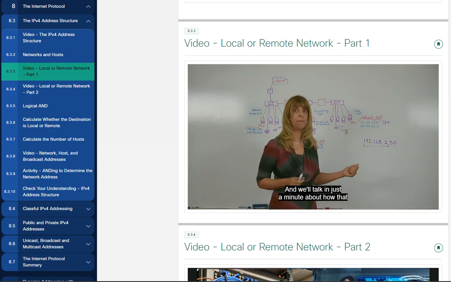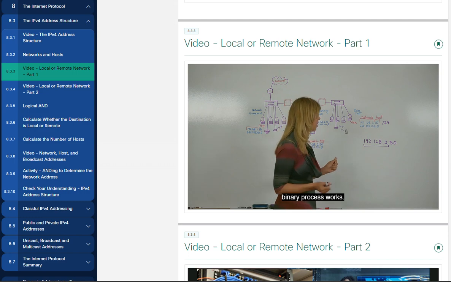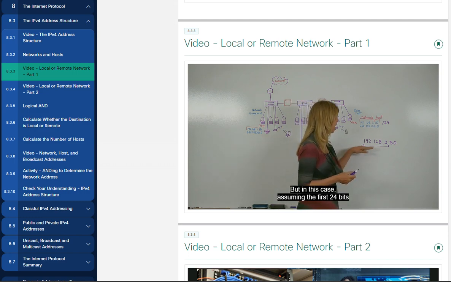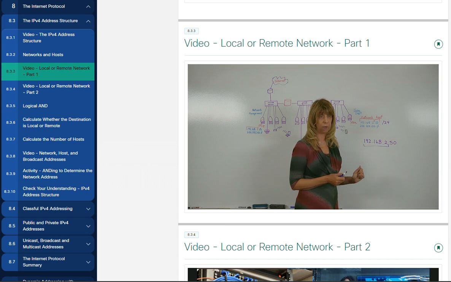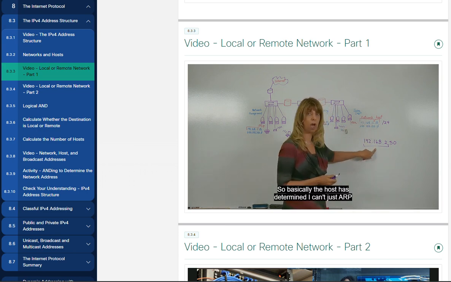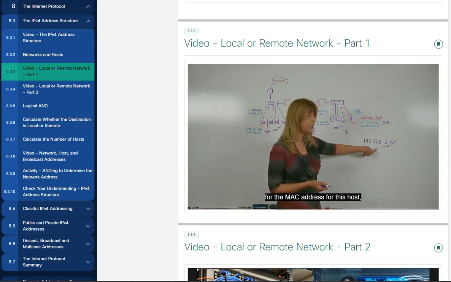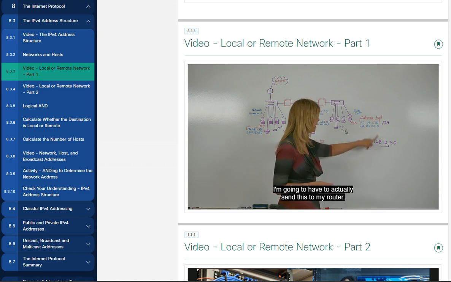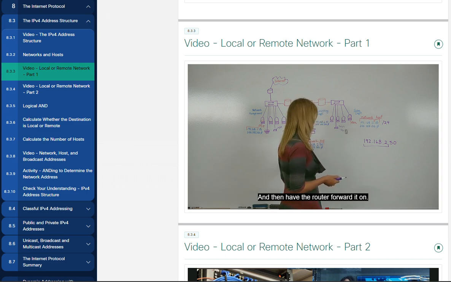And we'll talk in just a minute about how that binary process works. But in this case, assuming the first 24 bits do not match, the host then says, okay, they're on the 192.168.2 network, and I'm on the 192.168.3 network. So basically, the host has determined I can't just ARP for the MAC address for this host. I'm going to have to actually send this to my router and then have the router forward it on.